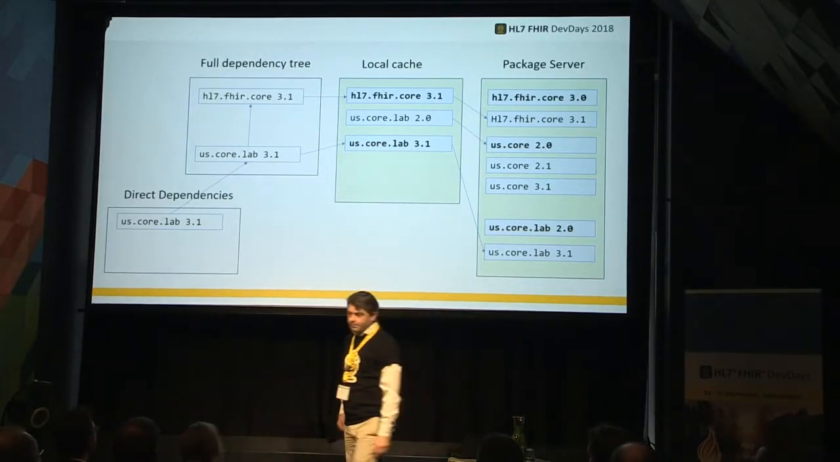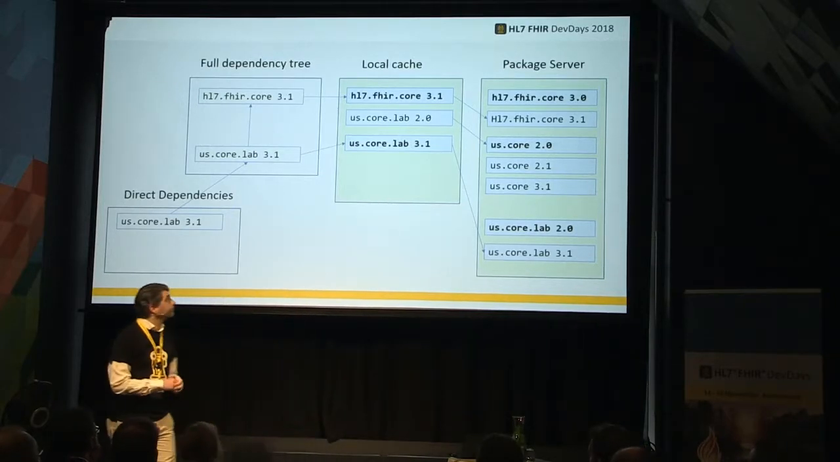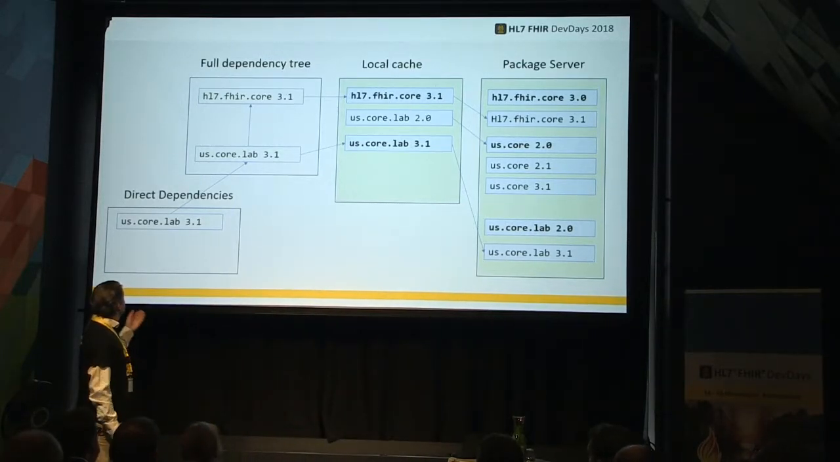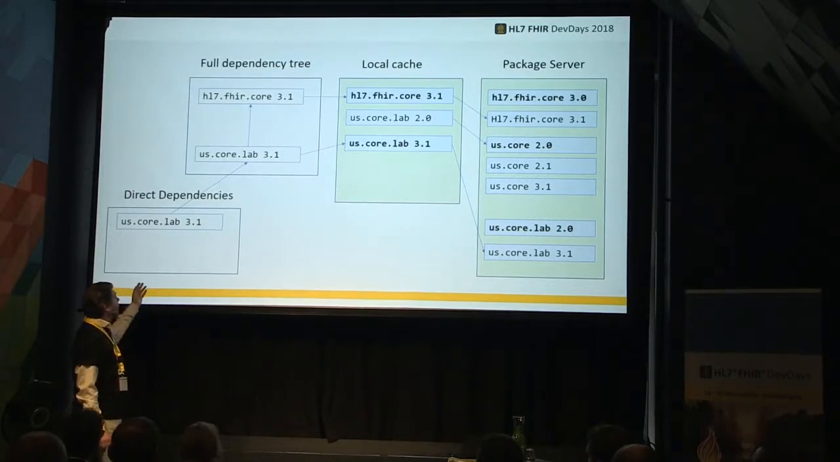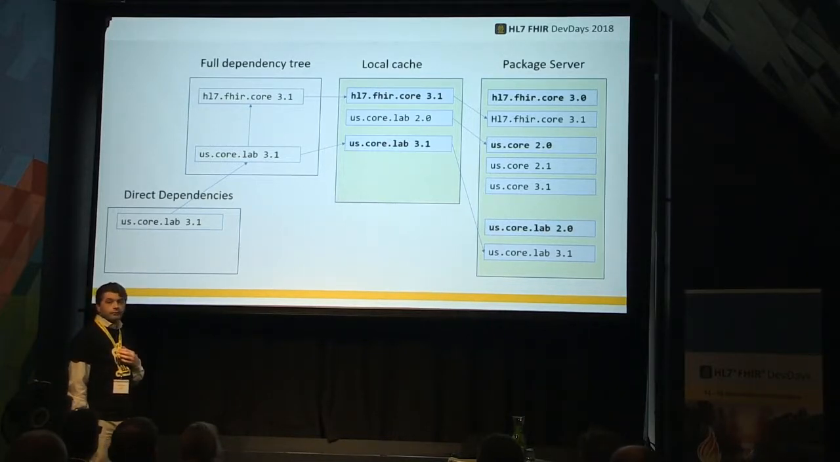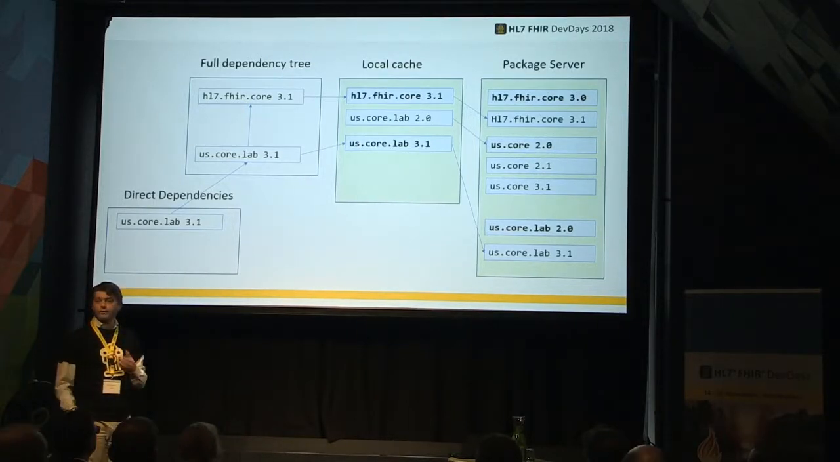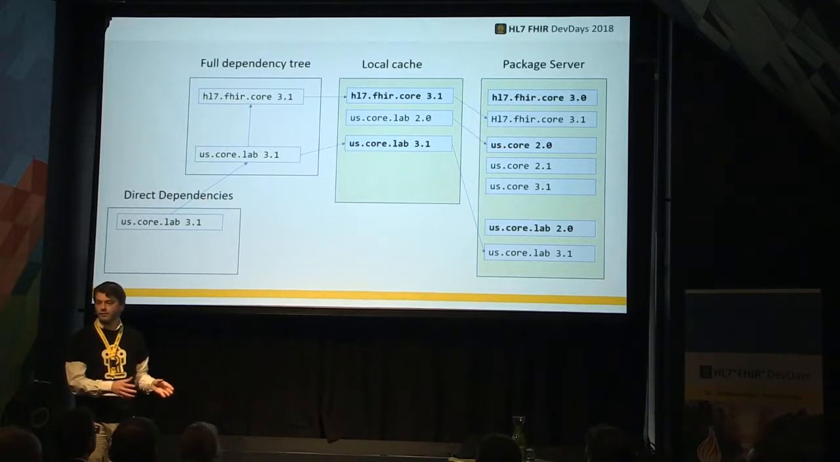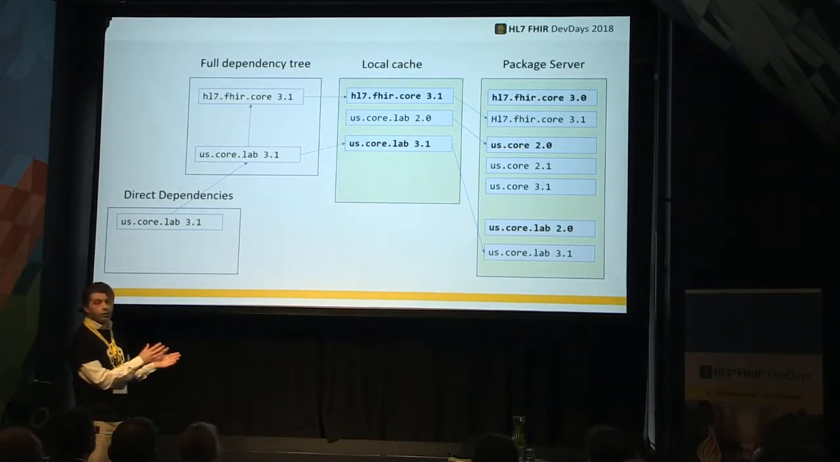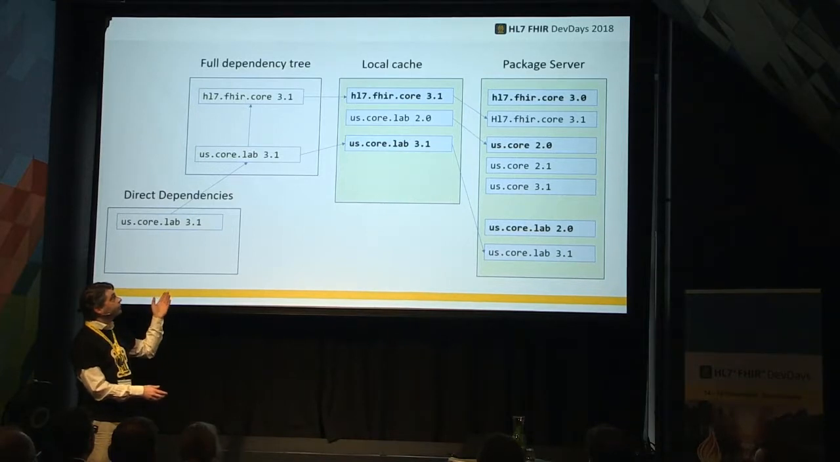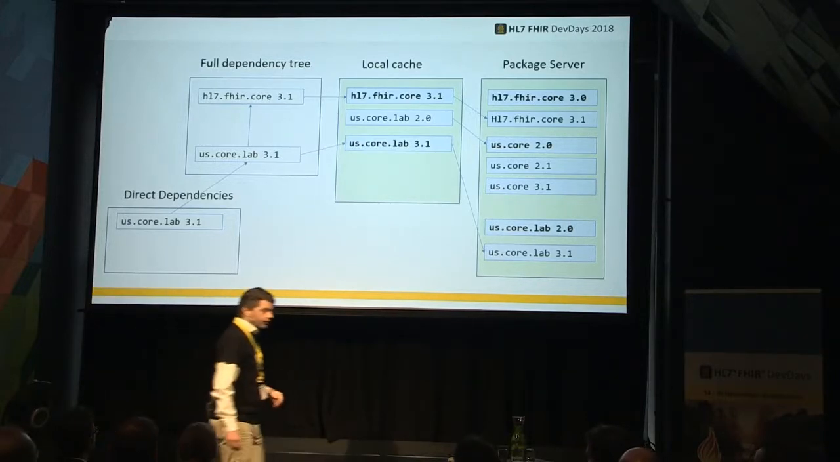Now, the nice thing about packages is that almost all package philosophies work with dependencies. So you can say, I have a direct dependency on US Core Lab, but US Core Lab has an indirect dependency on HL7 FHIR Core. Of course, from the package perspective, it's a direct dependency. And so in your local cache, a package tool will resolve everything you need. So there will be a HL7 FHIR Core, even though you never explicitly said that you wanted to have it. The moment that you say, I want US Core Lab with all the resources in it, you will automatically get HL7 FHIR Core with everything in it. And the package tool will make sure it gets it.